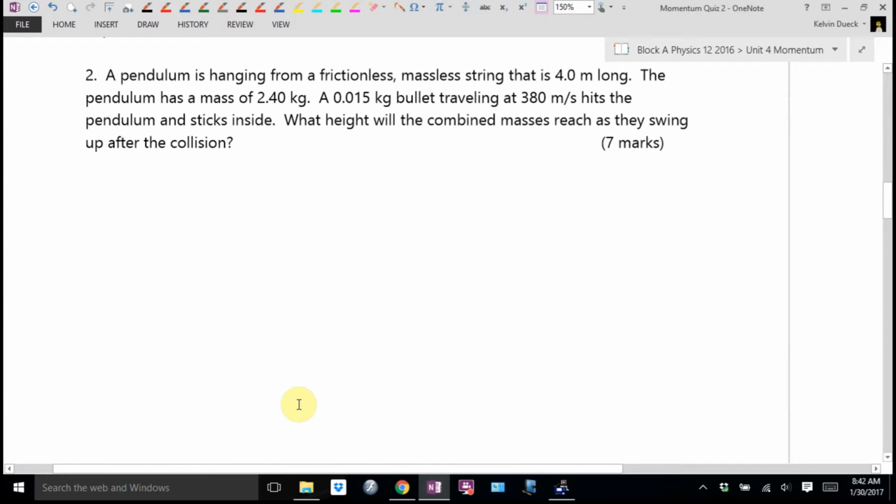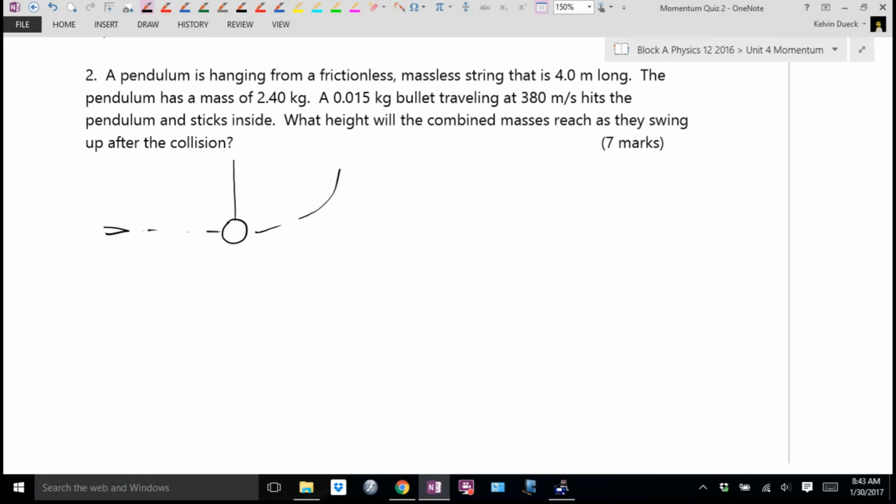A pendulum is hanging from a frictionless, massless string that is 4 meters long. I think this is what we're talking about here in my rough sketch. A bullet is traveling at 380 meters per second. It hits the pendulum and sticks inside. What height will the combined masses reach as they swing up after the collision?